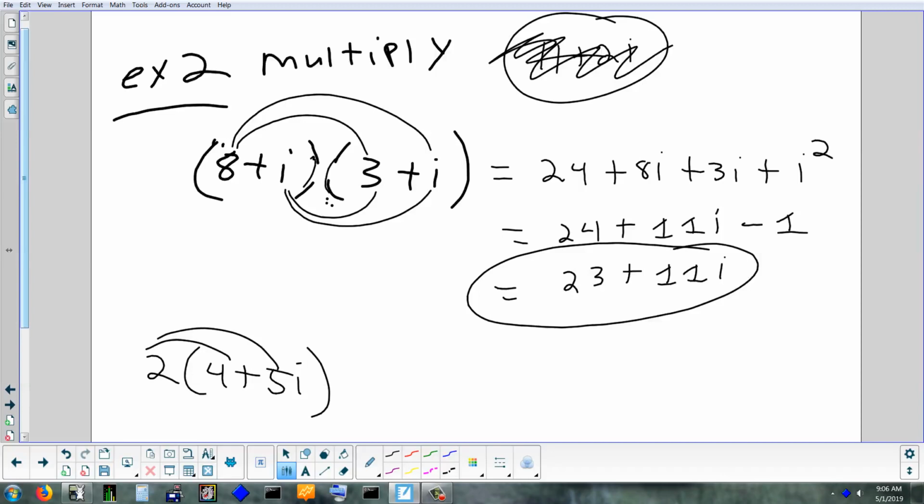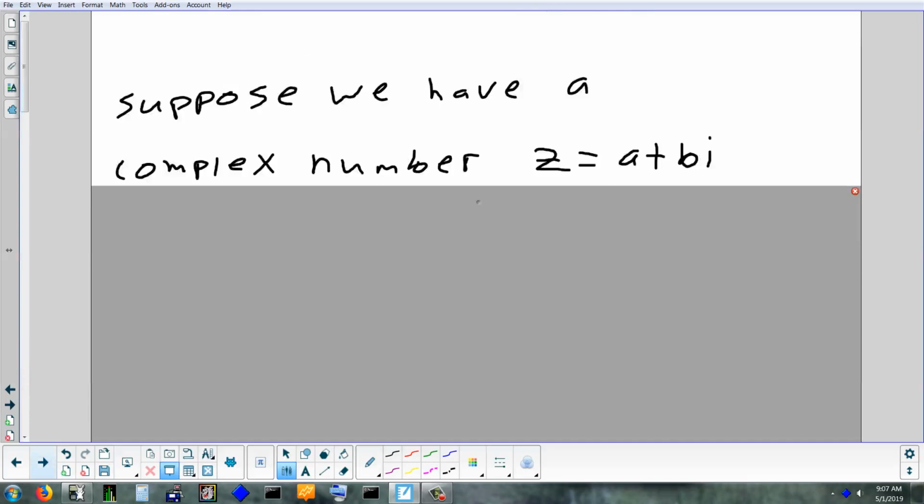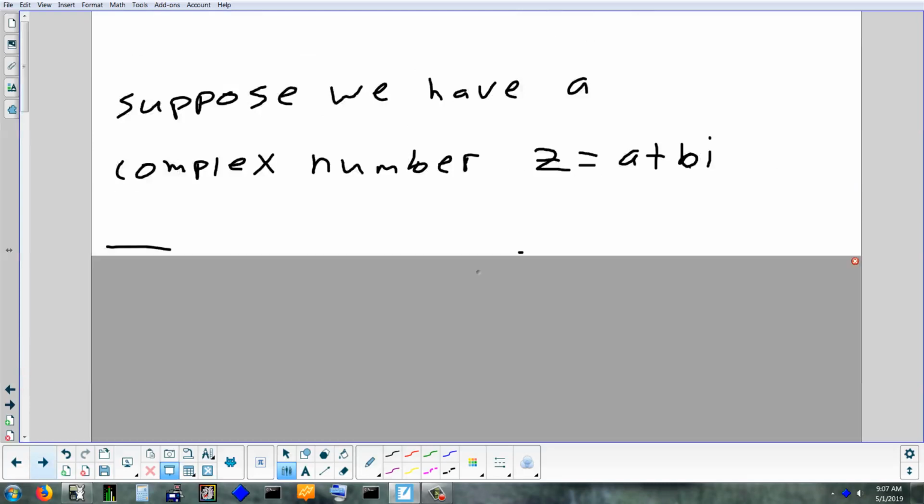All right. So, there we go. Suppose we have a complex number. I'm just going to name it Z. This complex number has a real part and an imaginary part. The real part is A, the imaginary part is B. You can call the real and imaginary part whatever you want: A and B, C and D, X and Y. It doesn't matter.